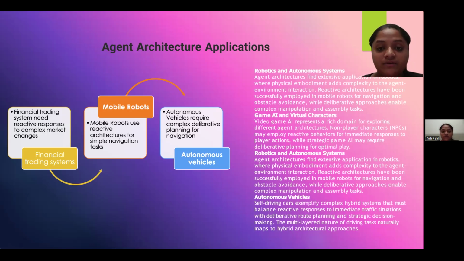Agent architectures are foundational to building intelligent agents, and they also have other applications like financial trading, autonomous vehicles, mobile robots, and smart home systems. Financial trading requires reactive responses and deliberative planning. Mobile robots use hybrid approaches for obstacle avoidance and destination planning. Smart home systems perform reactive control for automation tasks.